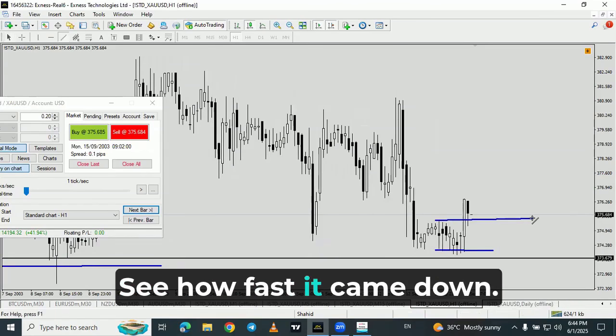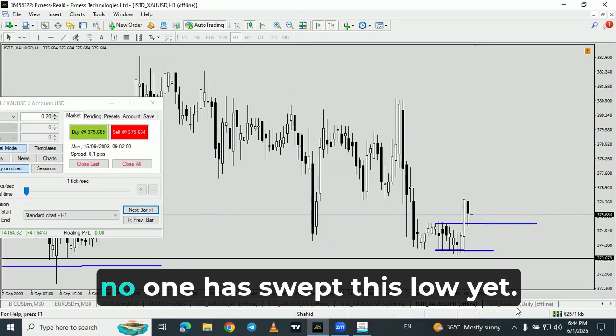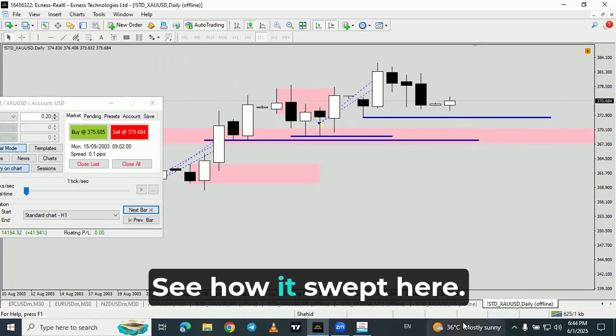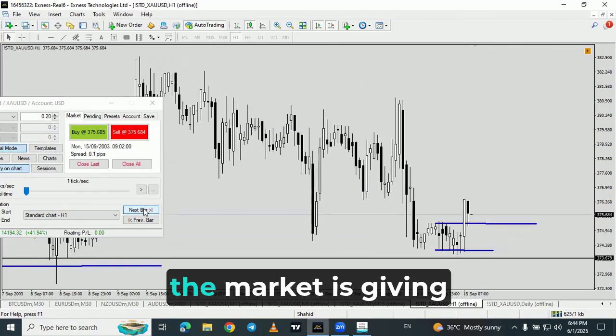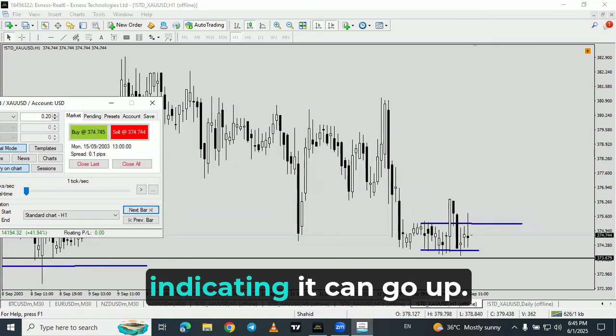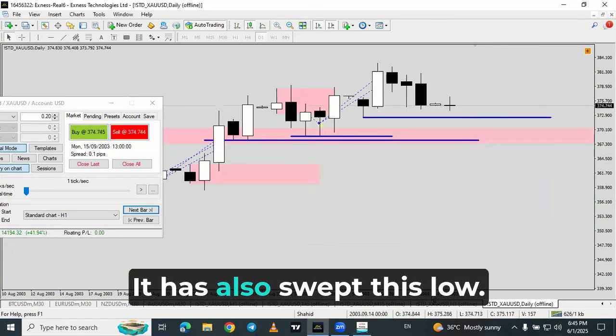See how fast it came down. In the daily, if you see, no one has swept this low yet. See, now it has swept. See how it swept here. Before this level, see, the market is giving confirmation that it's making ATR and liquidity, indicating it can go up. It has also swept this low.